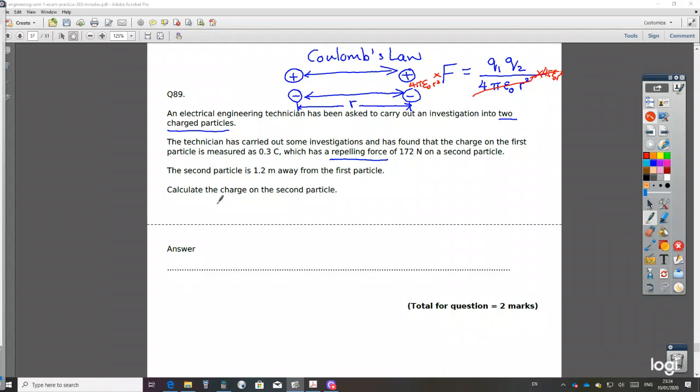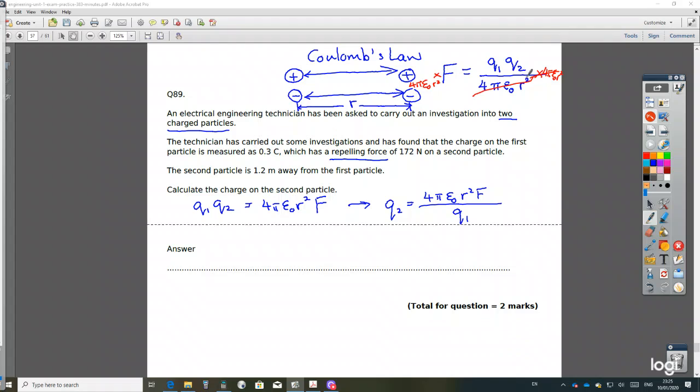So that gives me Q1 Q2 equal to 4 pi epsilon naught, the permittivity of free space, times r squared times F. Therefore, dividing both sides by Q1, Q2 is equal to 4 pi epsilon naught r squared F over Q1. And then you just have to substitute the values in, and you can get the answer for the charge.